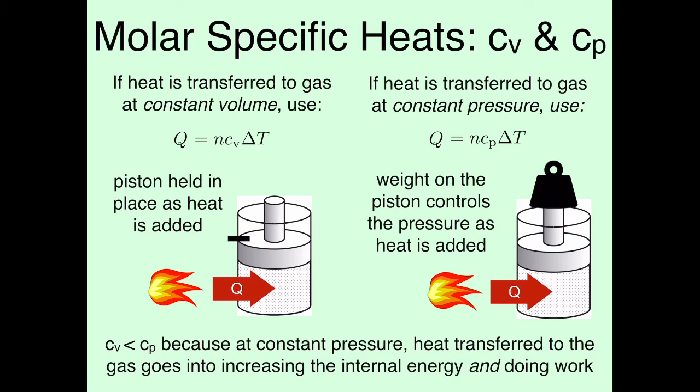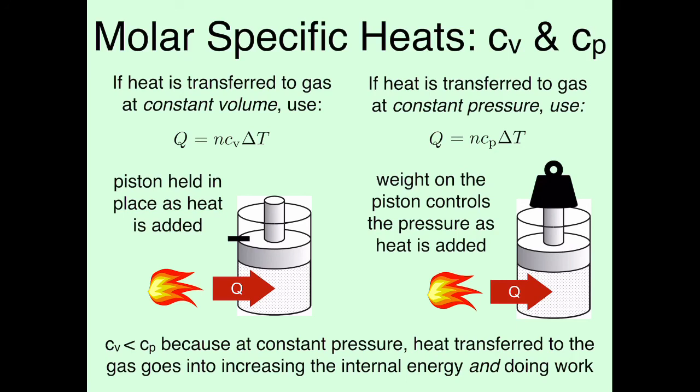We know that for an ideal gas, the actual value of the specific heat depends on the process that's used to heat the gas. So it's not just a single constant anymore. It depends on how we heat the gas. In this class, we're going to look at two cases. The first one is heat transferred at constant volume.